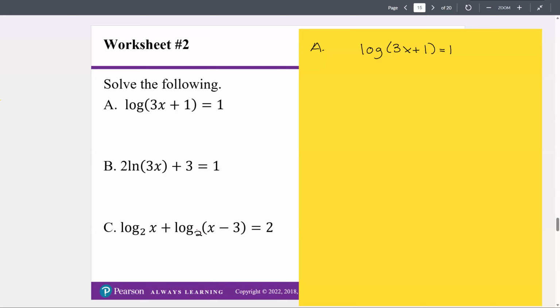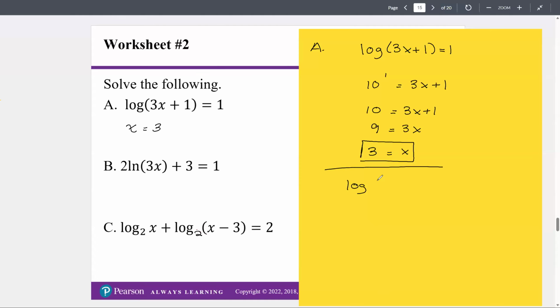So if I do log of 3x plus 1 equals 1, remember it's a log, so it's base 10 to the power of 1 equals 3x plus 1. So I got 10 equals 3x plus 1. If I subtract 1, I get 9 is equal to 3x, which means that x is going to be equal to 3. So if you want to, you can double check that. So that is log of 3 times 3 plus 1. If you put that in your calculator, we'll simplify that. It's going to be log of 10. So that should give us 1 back. So we do have a correct answer there.